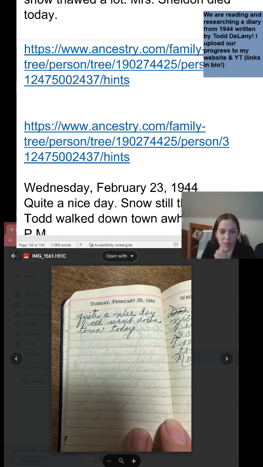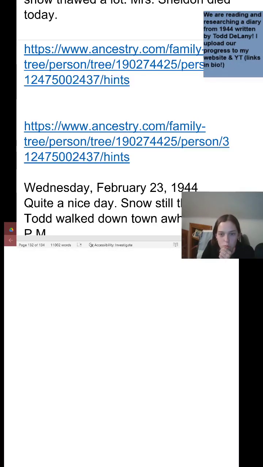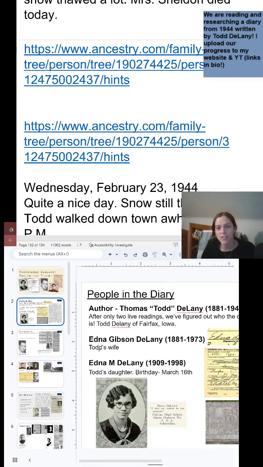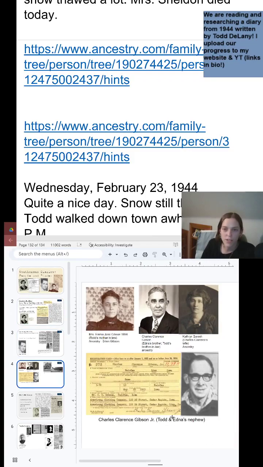We need an index of main characters. Okay, why don't we do that together? That's what we'll do before we log off. So this is kind of what my main character list looks like now. Here's what I did with my other diary that I did research on. I have pages for anyone who's a main character, like Todd's direct family, and then anyone who I've found pictures of.